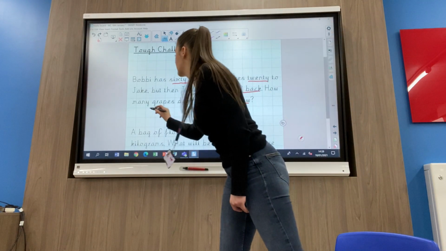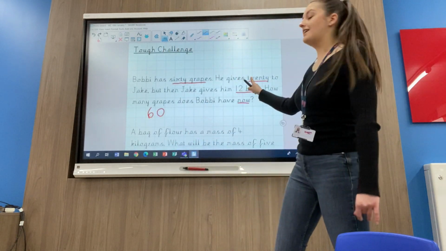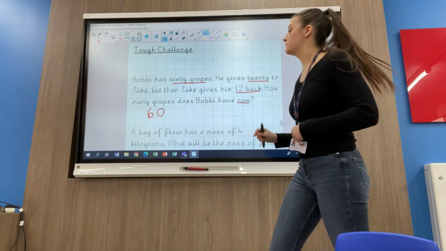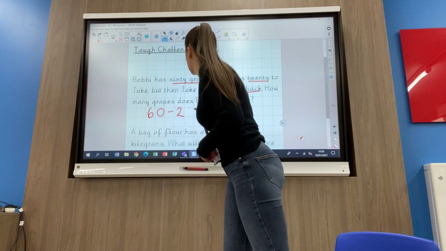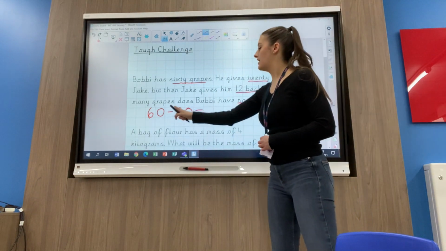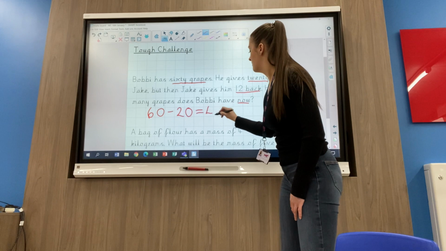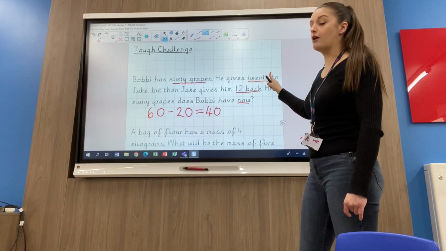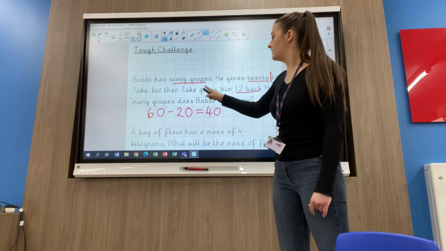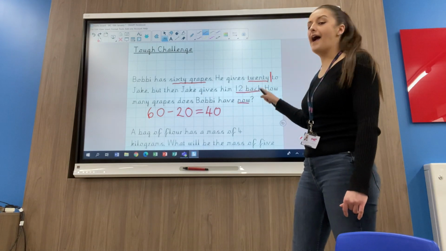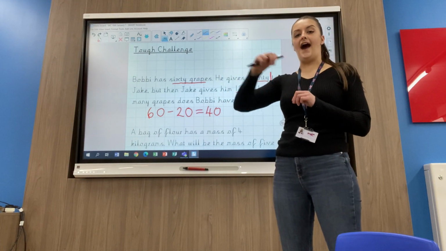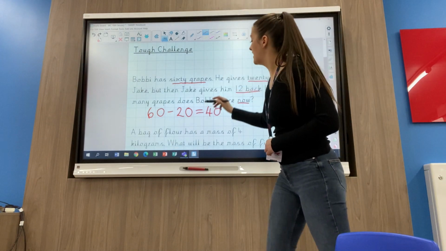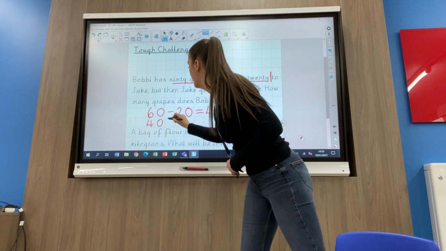So he started with 60, here's my first step. But he gave 20 to Jake. So if he's given 20 away, we need to subtract 20 grapes from the 60 he started with. I know 60 take away 20 is 40. So at the moment, after giving Jake 20 grapes, he's got 40 left. But then Jake didn't want those 20, he gave 12 back. So if Jake's giving them back, we need to add those 12 back onto our 40. So it'd be my second step, 40, add 12.